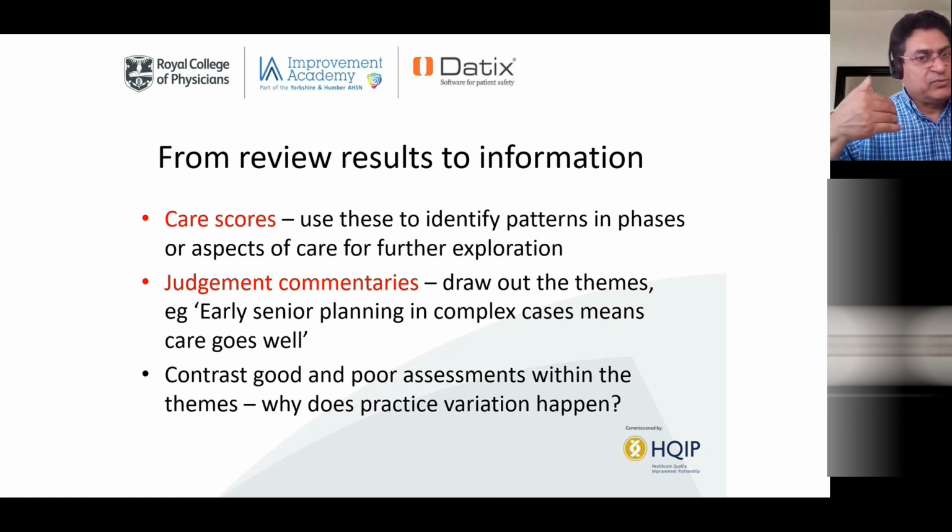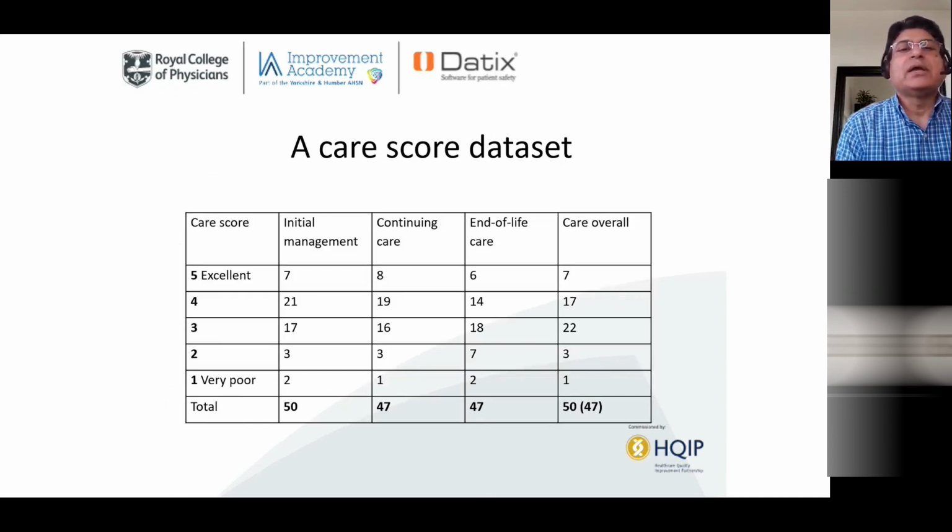When somebody looks at it, we are not able to look at it. Obviously the governance people will be looking at it, but today I will show you what they look at. For example, this is a care score data sheet of 50 patients. It is divided into care scores: initial management, continuing care, end of life care, and care overall. This is 50 cases, not one case, and the 50 cases are admitted in different places, one in oncology, two there, five there, three there.